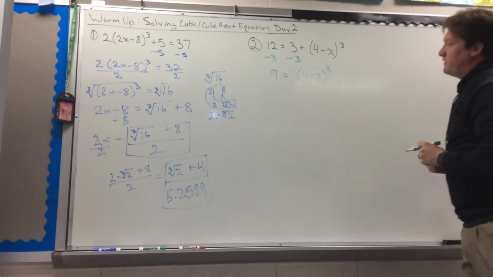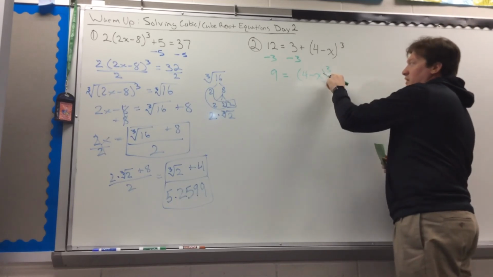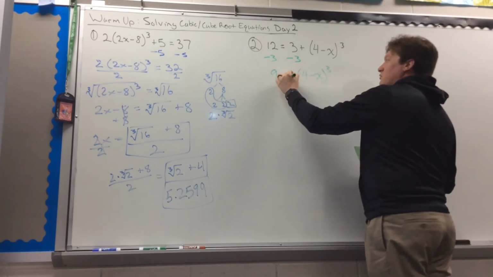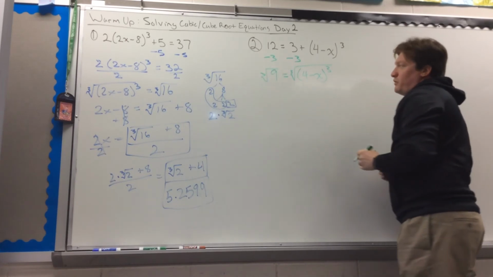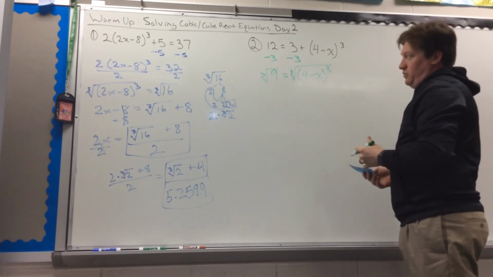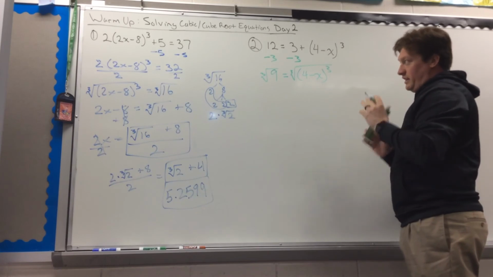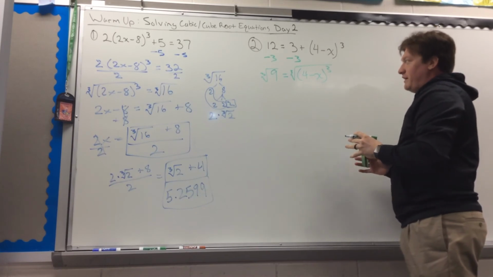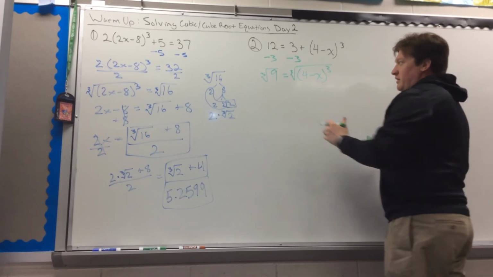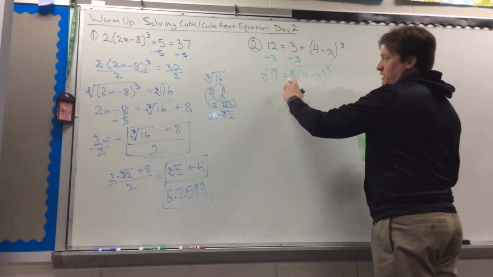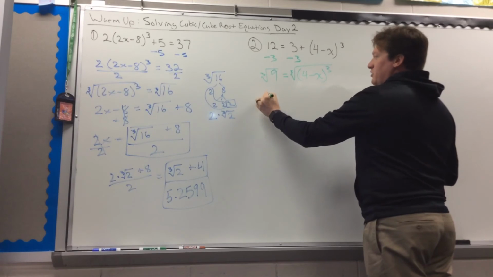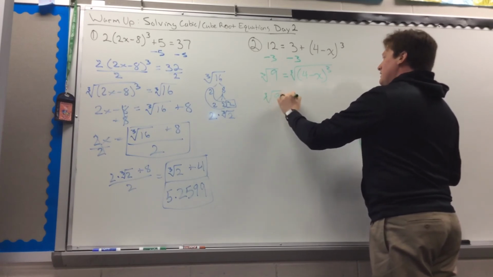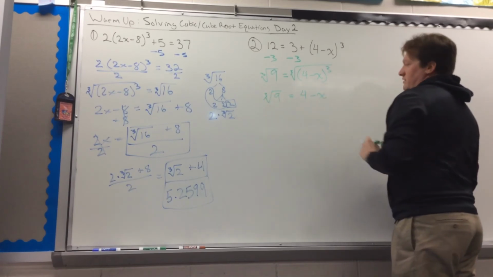Now that the parenthesis is by itself, we want to go ahead and get rid of the cube by taking the cube root of both sides. Now, 9 is a perfect square, but it is not a perfect cube. So we know that we're going to leave it with the cube root of 9 as part of the final answer. 9 only breaks down to 3 and 3, so there's no other simplification needed for this one. So I have the cube root of 9 is equal to 4 minus x.